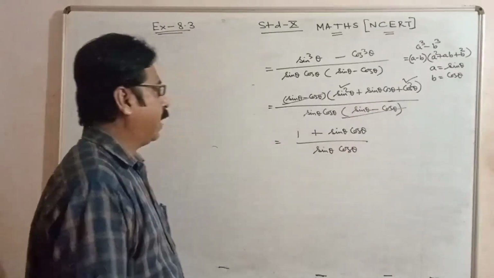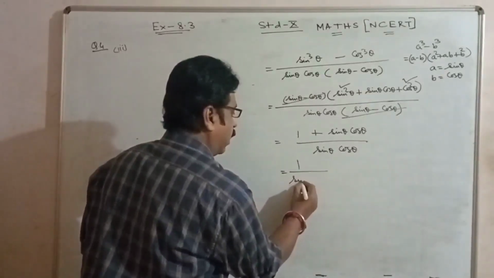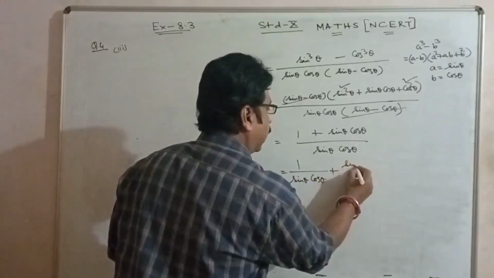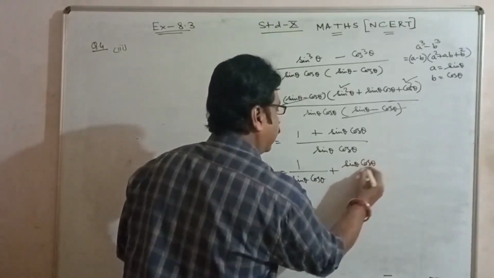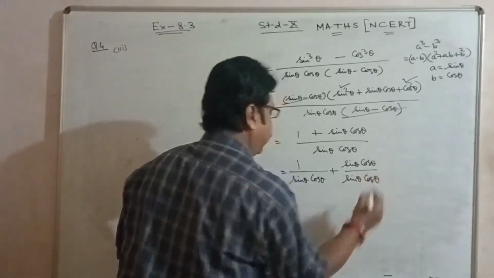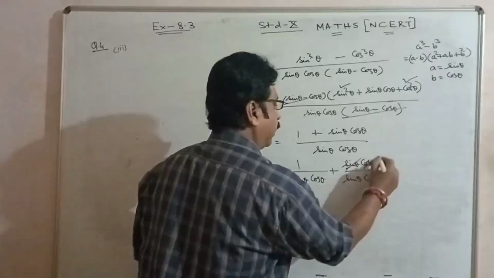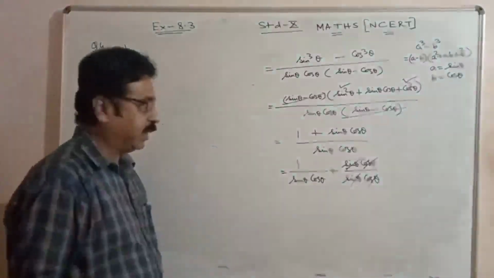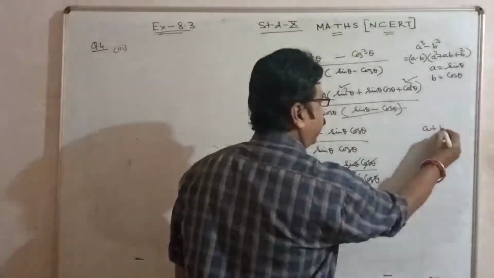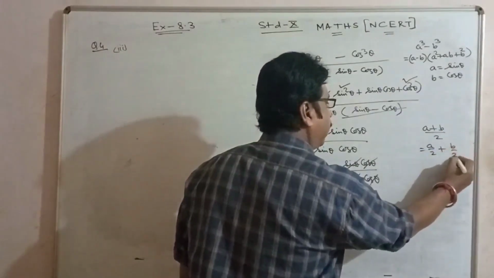It is written here. Now we can split this: 1 upon sin theta cos theta plus sin theta cos theta upon sin theta cos theta. We can cancel, it will be 1. This splitting, suppose a plus b upon 2 means a upon 2 plus b upon 2.